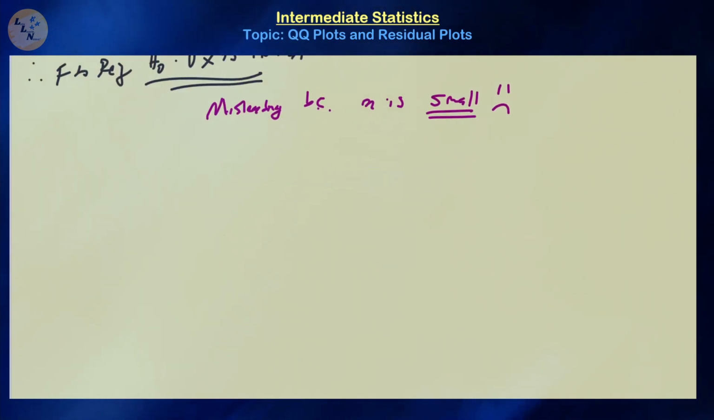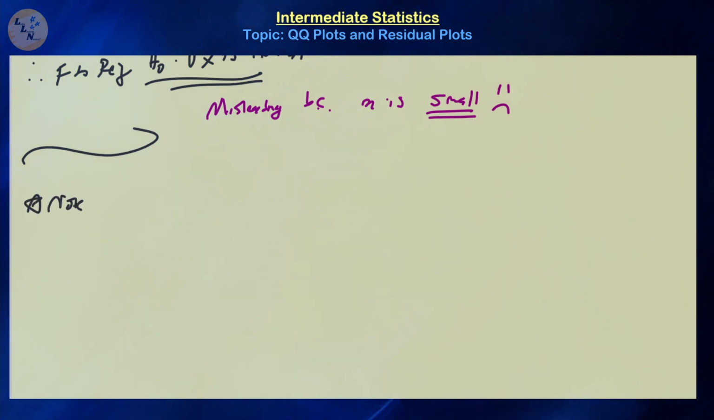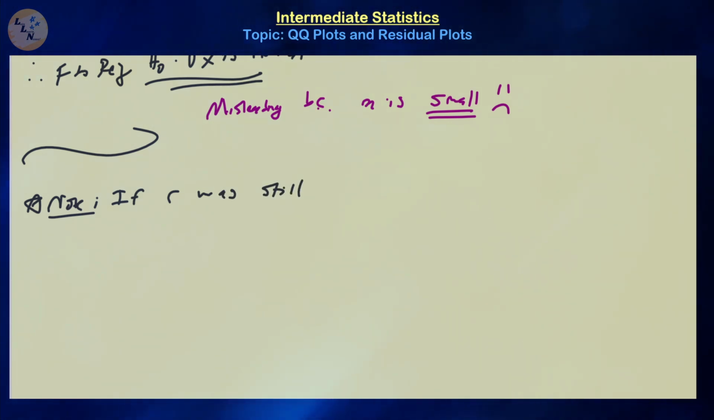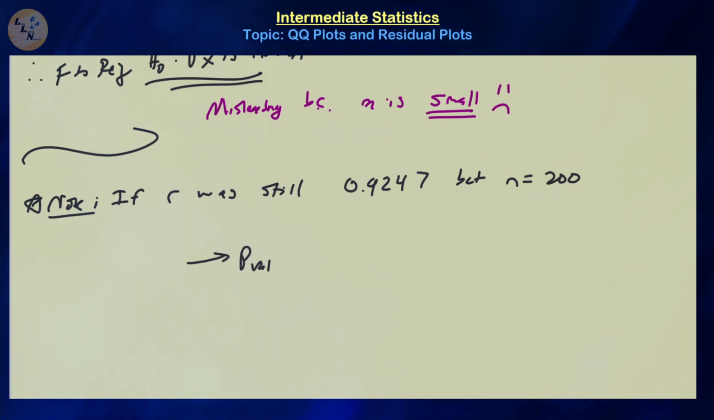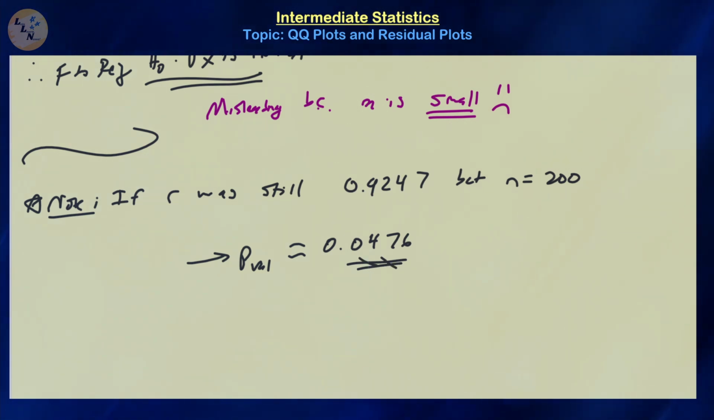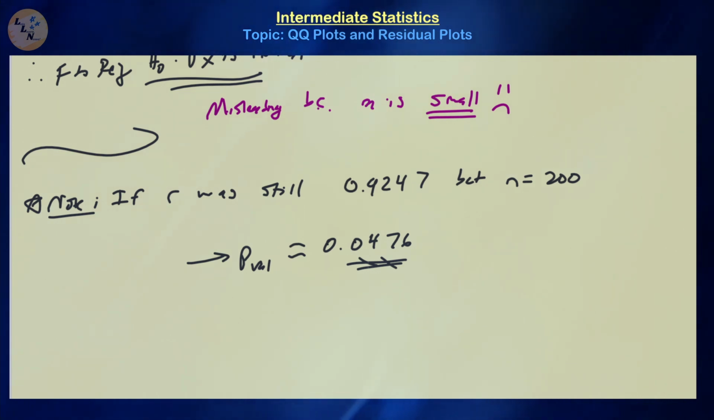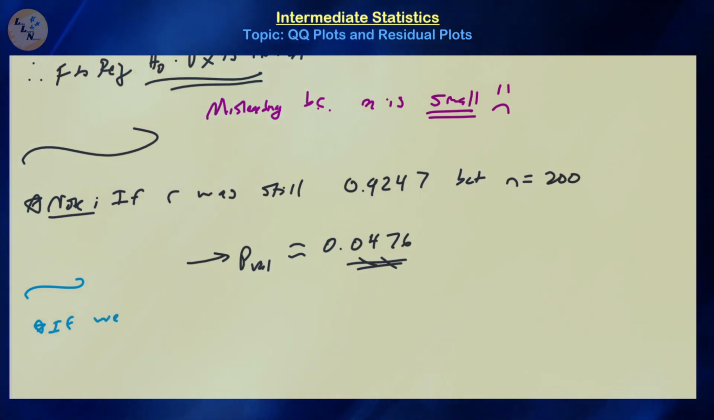Right? Now, we can do a little bit of simulation here. So if r was still, let's assume, 0.9247, but n was equal to 200, you can find that the p-value would be approximately equal to 0.0476. And if you follow the 5% standard, then that would be significant evidence to assume that the distribution is not actually normal, which then would agree with our assumptions from the normal quantile-quantile plot. Also, if we know capital N, that would help too.